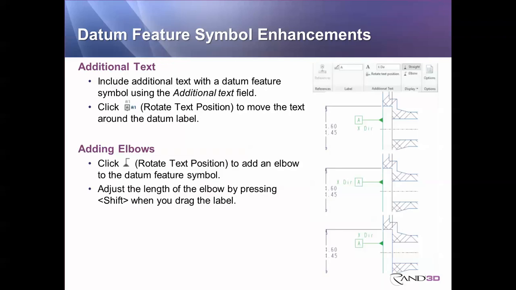You can include additional text with a datum feature symbol. There's an additional text field that allows for that process. You can see there's a button there to add an elbow to a datum feature symbol, and you can adjust the length using, as you see, the shift key.